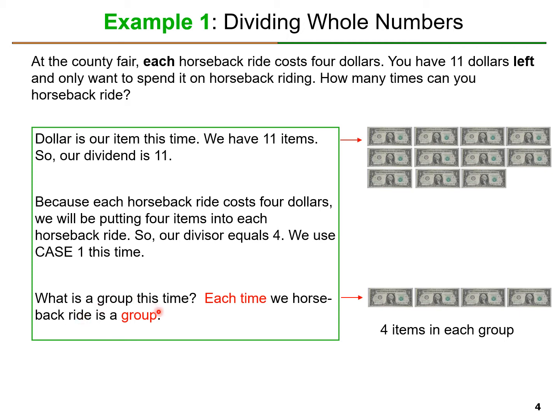So if we jump down here, we can hopefully see that a group is each time we horseback ride. And we're going to be putting 4 items into each group because each group is a horseback ride. Every time we horseback ride, that's a group. And it costs $4 to horseback ride. So we're going to be putting 4 items into each group. So basically, this time we're going to use case 1.